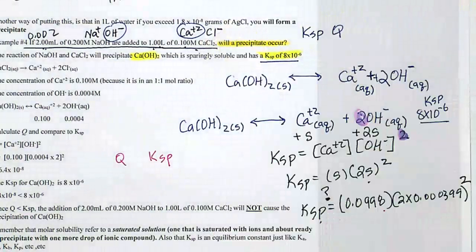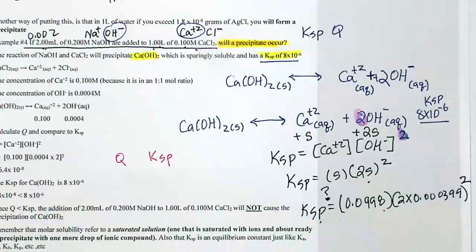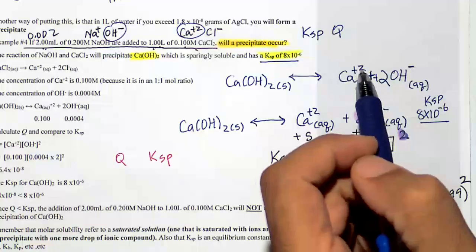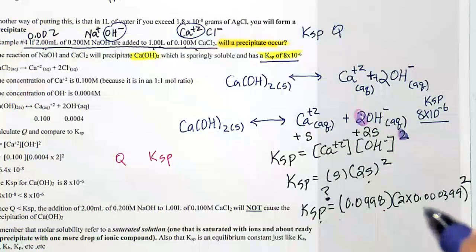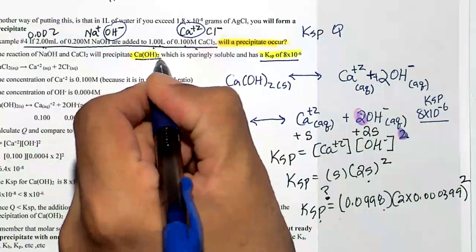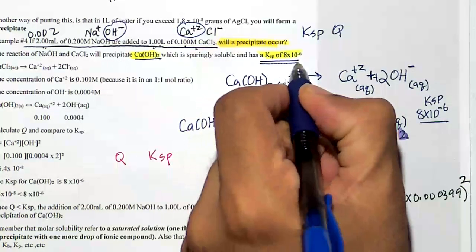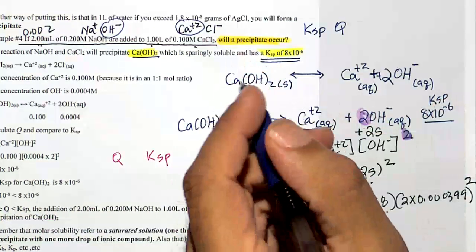So if you see this problem on a homework or a quiz or a test, and it asks, will a precipitate occur? You're going to have to compare two things. You're going to have to compare KSP to Q. The problem that we left at last Wednesday, we have calcium hydroxide, and they tell you it has a KSP of 8 times 10 to the minus 6.